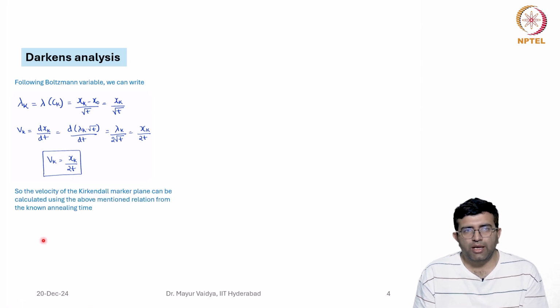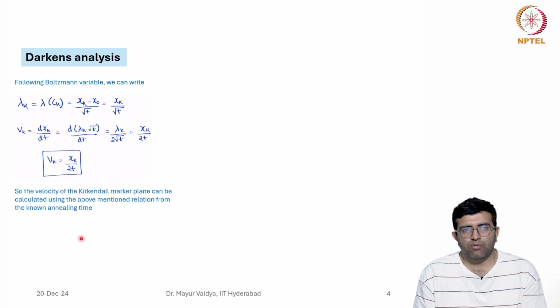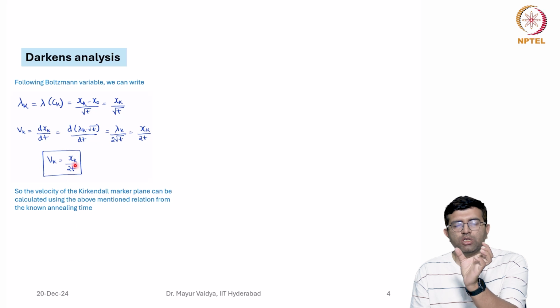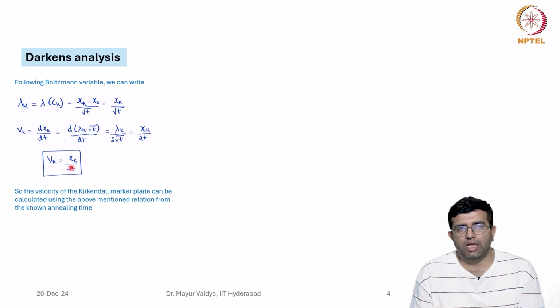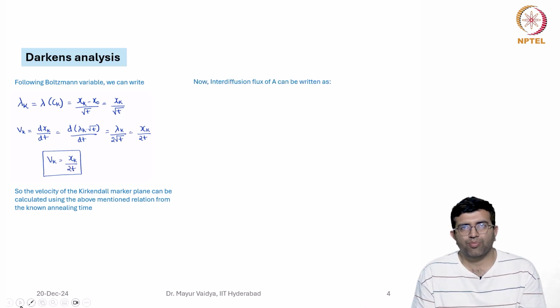What do I do then? As I said, this velocity can be calculated by using the above method. That means, x_k you can measure by using your microscope and so on. You can measure the distance, how much the Kirkendall markers have moved, and you know the time of annealing. So, you can determine the velocity of the Kirkendall marker plane.